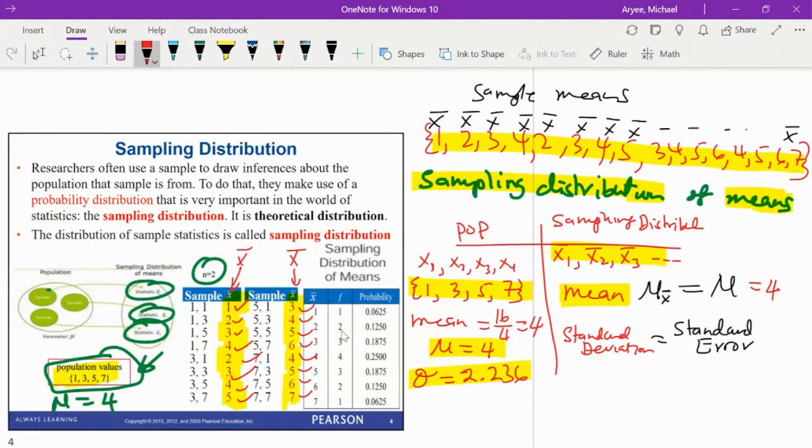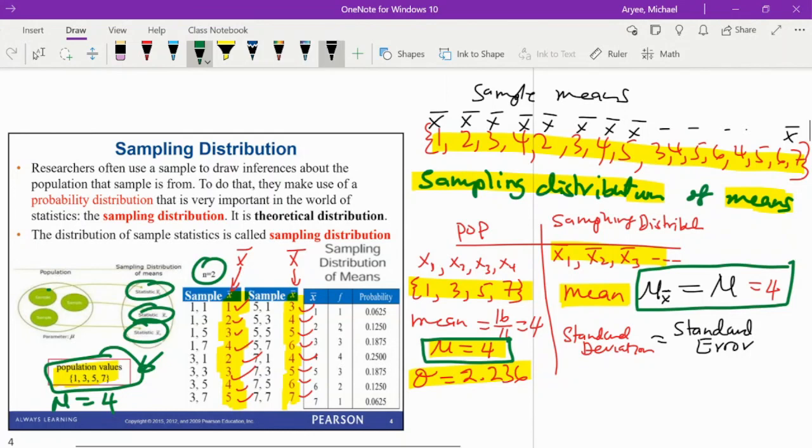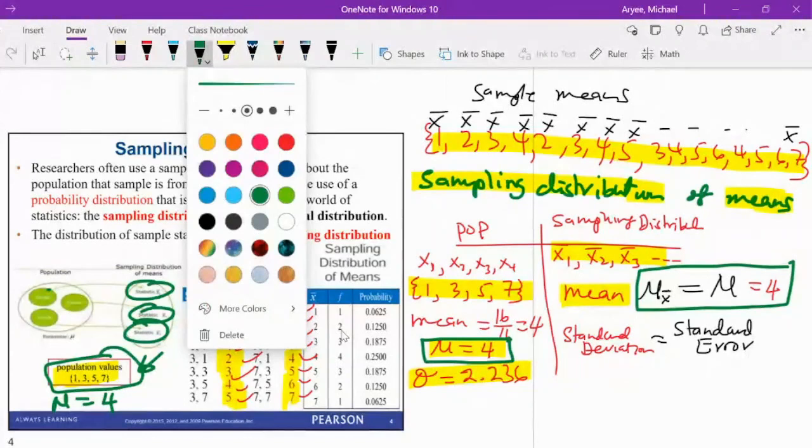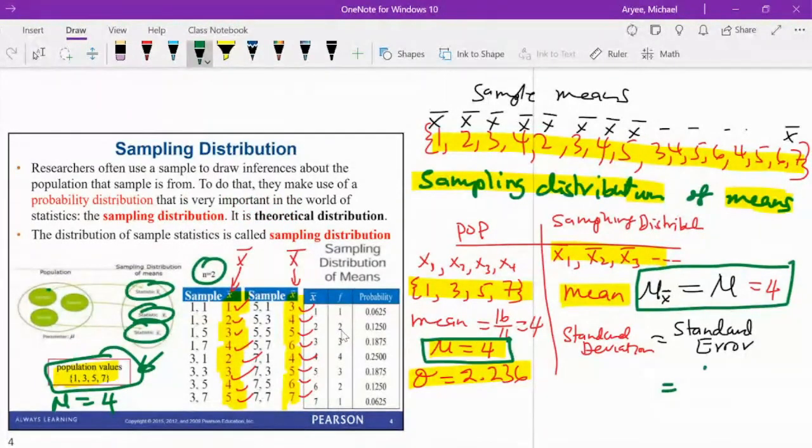So that's one of the things I want you to know: the mean of the sampling distribution is the same as the mean of the population. Mu x bar is equal to mu. The second thing I want you to know is that the standard error, which is the same as the standard deviation of the sampling distribution, is the standard deviation of the population divided by square root of n.